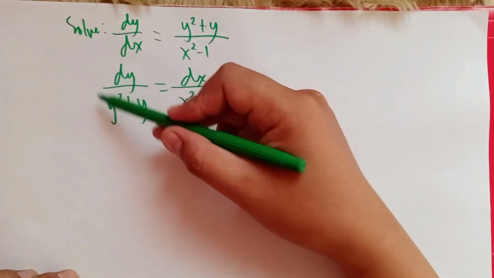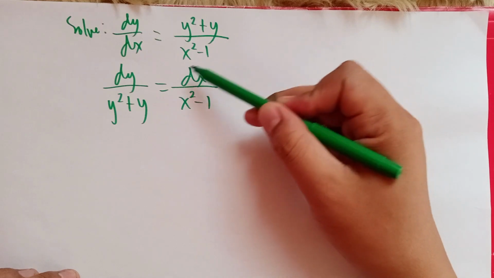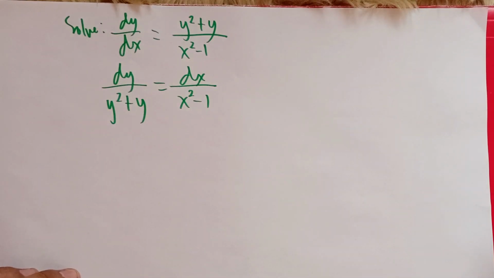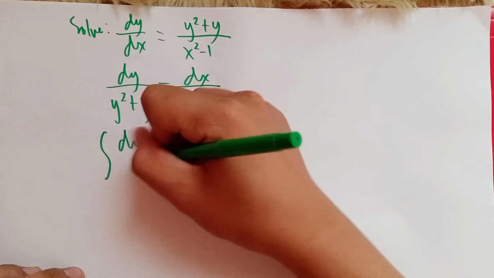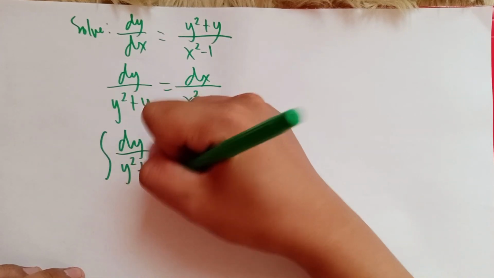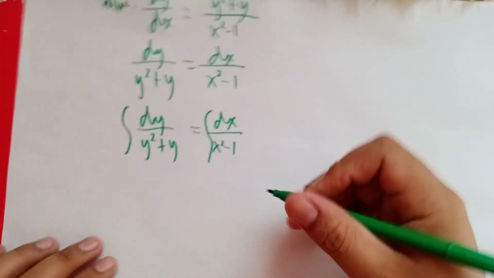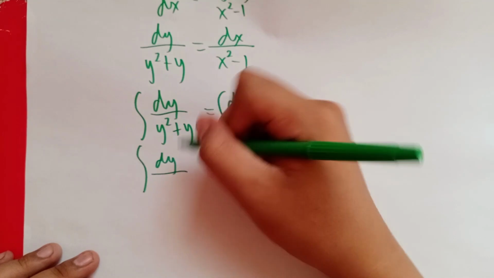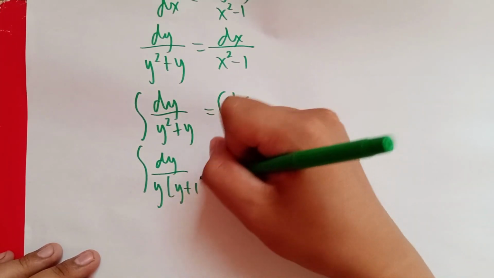So ito na mga boss, lahat ng y variables nandito na sa iisang grupo, lahat ng x variables na sa iisang grupo na. So once na group na natin yung mga variables natin mga boss, or na-separate na natin yung mga variables, we are now going to integrate. So we will get the integral of dy divided by y squared plus y equals dx divided by x squared minus 1. So we can simplify this mga boss. We can say that dy is equal to, can factor out y. This is y times y plus 1.